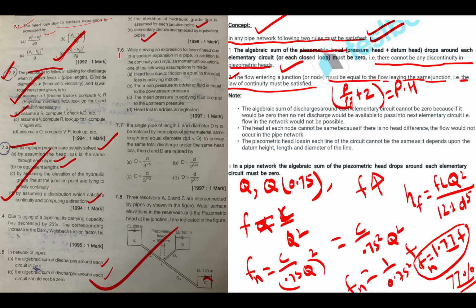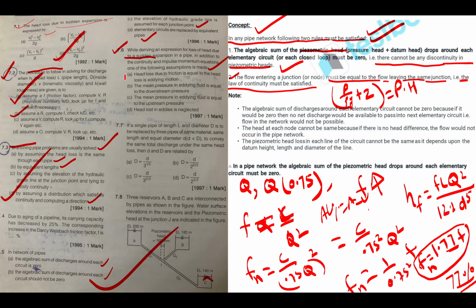Now question 6. While deriving an expression for loss of head due to sudden expansion, which we have seen earlier also, in addition to the continuity and impulse momentum equation, we use the continuity equation, definitely a1 v1 equal to a2 v2, and the momentum equation, that is pressure force is equal to change in momentum. Then one of the following assumptions is also made. Which assumption did we make during the derivation?